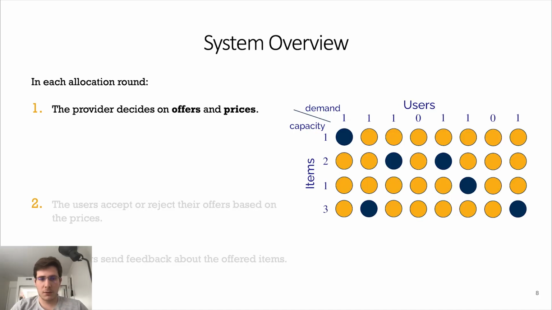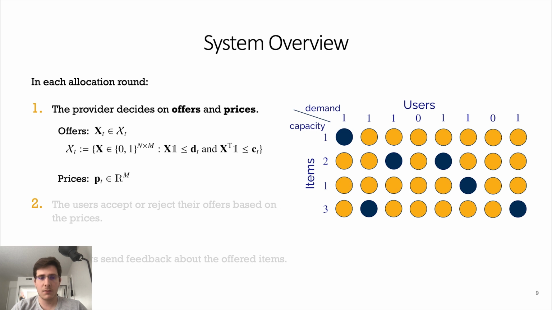The first part, where the provider decides on offers and prices, can be represented by a selection of offers, xt, from a calligraphic set Xt, that denotes the possible set of allocations that are valid according to the demand and capacity constraints. The first part here, x times the all-ones vector being less than dt, represents the demand constraint, and x transpose times 1 being less than ct element-wise represents the capacity constraints. The provider also decides on prices for each item.